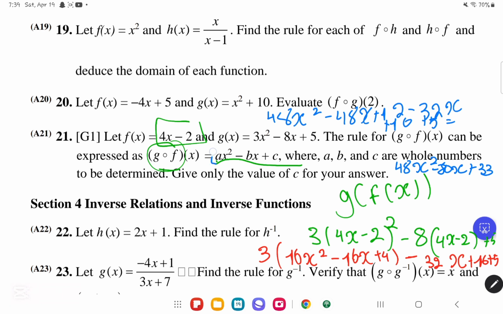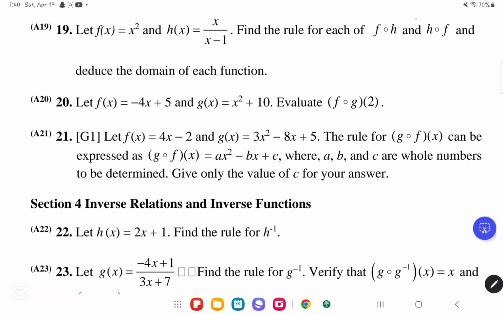So they said it is in the format of ax squared minus bx plus c, and we got it to be 48x squared minus 80x plus 33. So they need the value of c as our answer, so we will choose 33 as our answer.